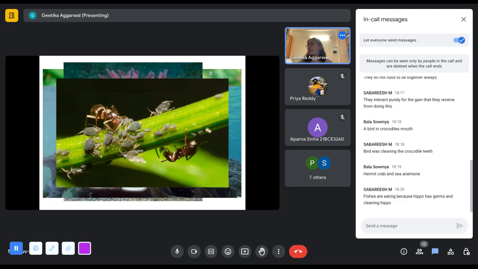And the last one. So, what do you see in this image? What is going on? Germs in cleaning hippo. Yes, Avarish, you're correct about the last image. So, what do you see in this image? And are you familiar with this example?